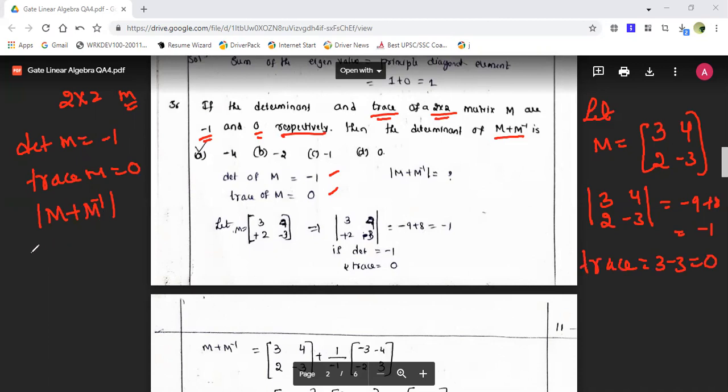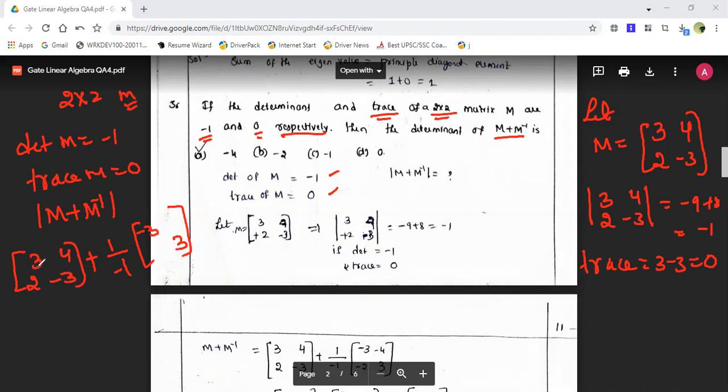So I take M as 3 4 2 minus 3 plus M inverse, which is 1 upon the determinant of A. 1 upon the determinant of A is -1, and finding the inverse is very easy. What do you do? First, you reverse the sign of the diagonal entries. Here it is -3 3, and here we will write the off-diagonal entries by reversing their signs.